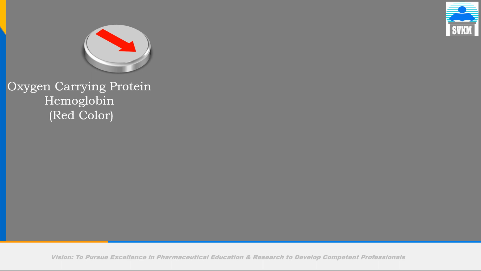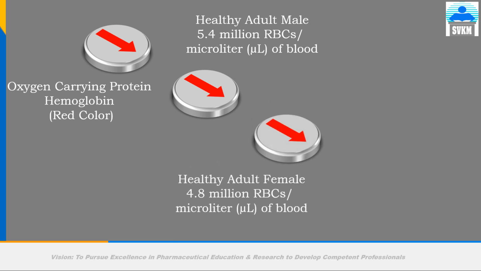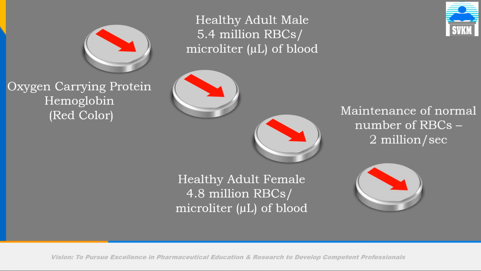The red blood cells or erythrocytes contain oxygen carrying proteins, that is hemoglobin, which is a pigment that gives the red color to the RBC. A healthy adult male contains about 5.4 million RBC cells per microliter of the blood, whereas a healthy adult female contains on an average 4.8 million RBCs per microliter of the blood.